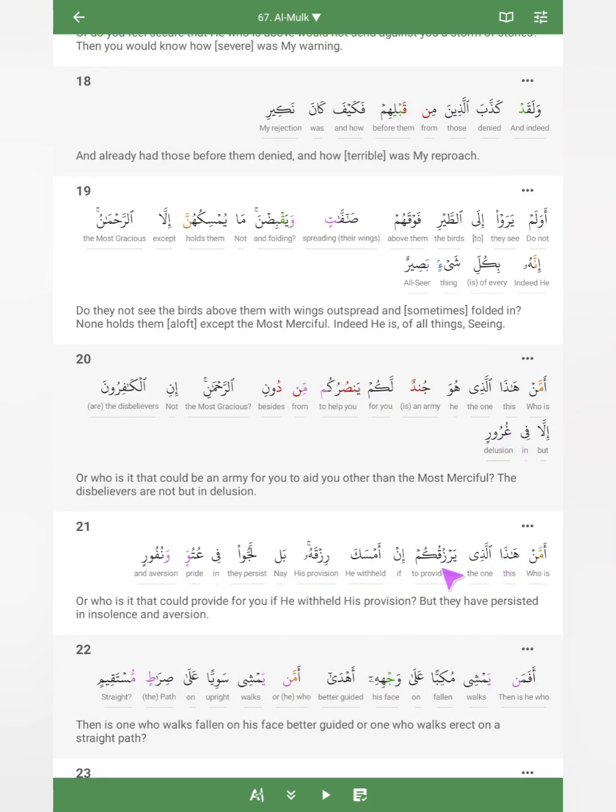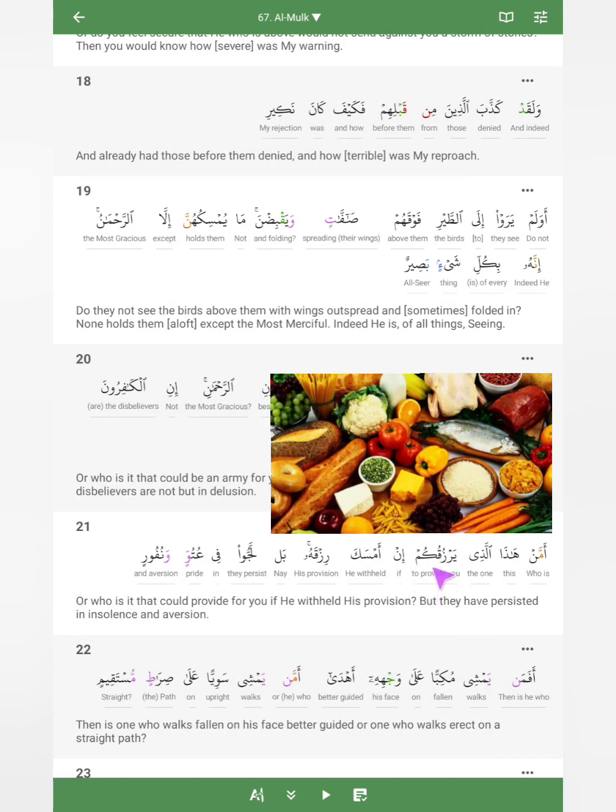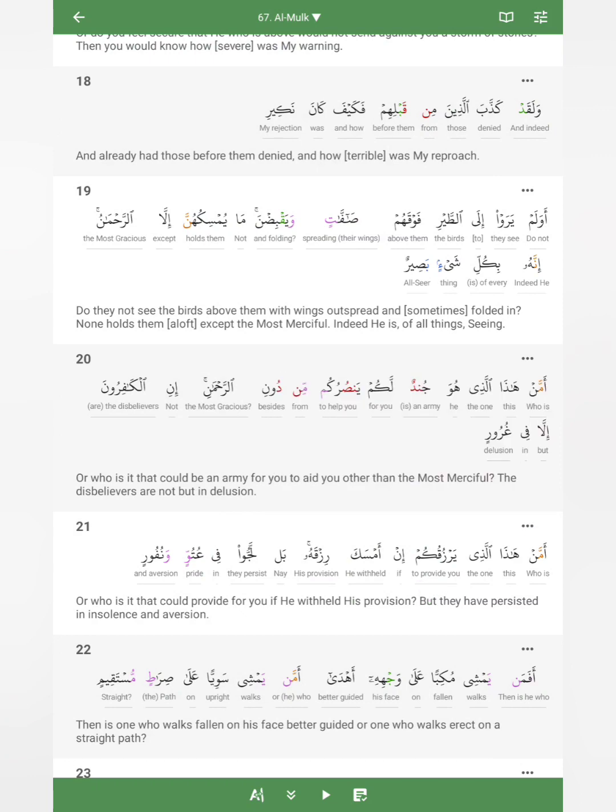Amman hadhal-ladhi yarzuqukum in amsaka rizqah. But who is it that will provide? Who is it who will provide rizq? What is rizq? Food and provision, anything that we need to live in this world, to be alive in this world, the air we breathe, the food that we eat, the water that we drink, anything of that sort, and the jobs that Allah Ta'ala provides for us is our rizq, so that we can earn money and get food for ourselves. That is rizq.